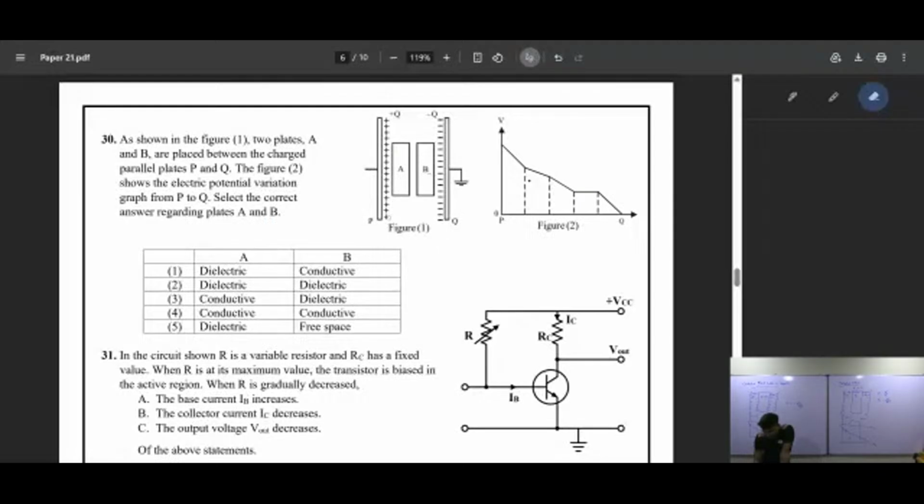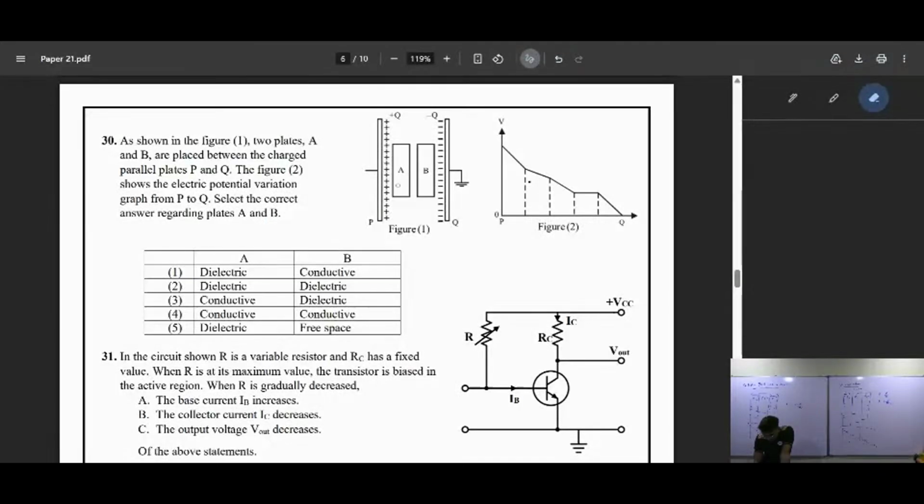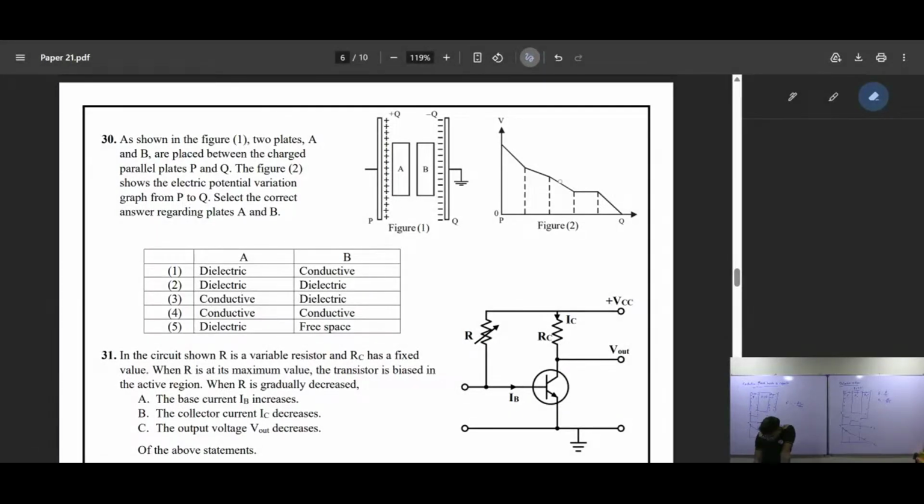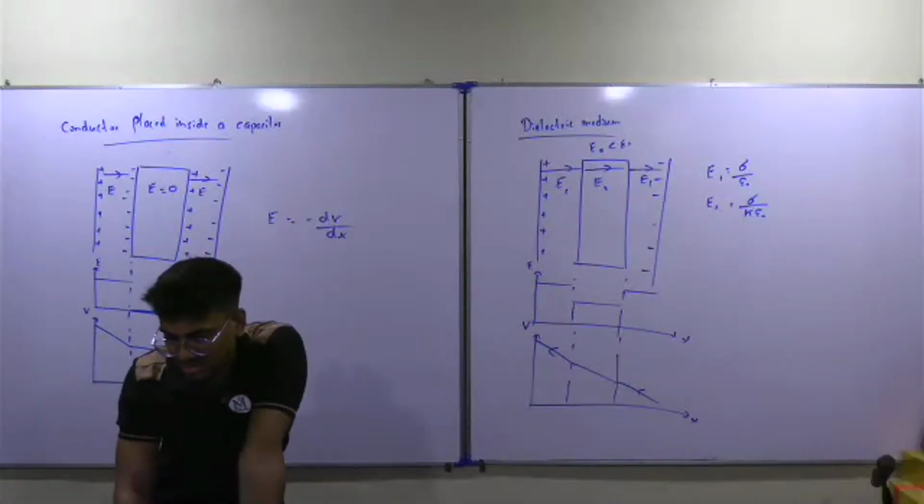See, when you consider this A, there is a potential drop. So it is a dielectric medium. When you consider B, see, the voltage is the same. The voltage being the same means that is a conductor. So the answer is dielectric, conductive. The answer is the first one. For the 30th one, the first one is the answer.